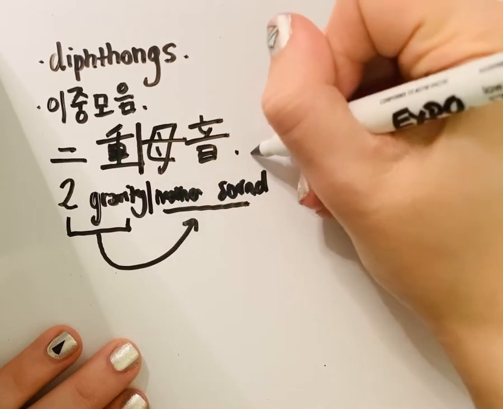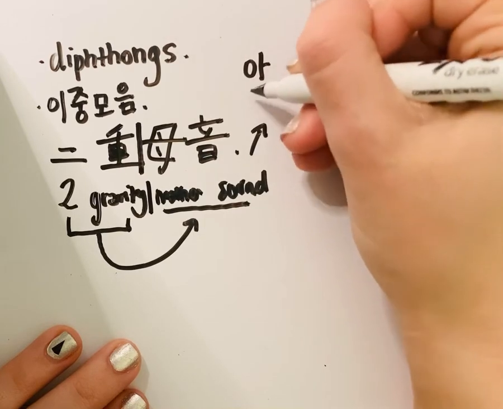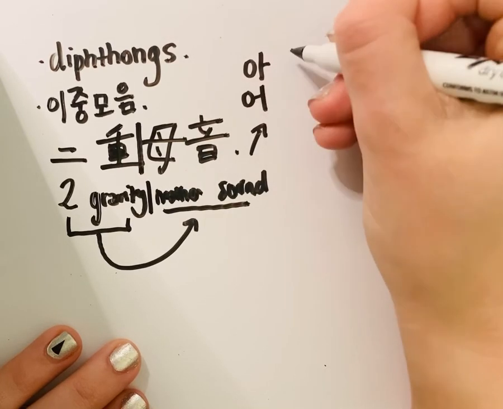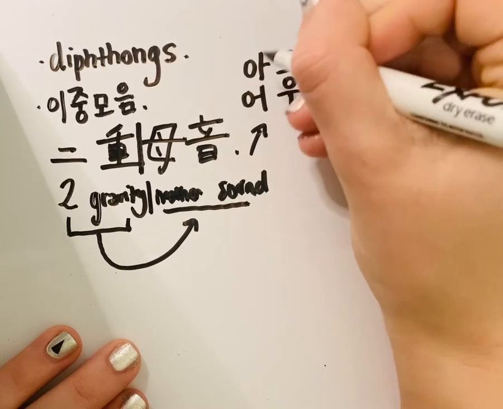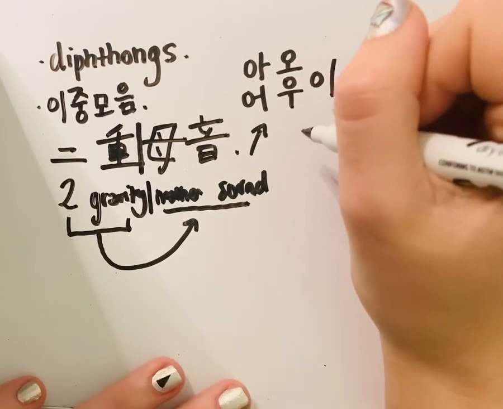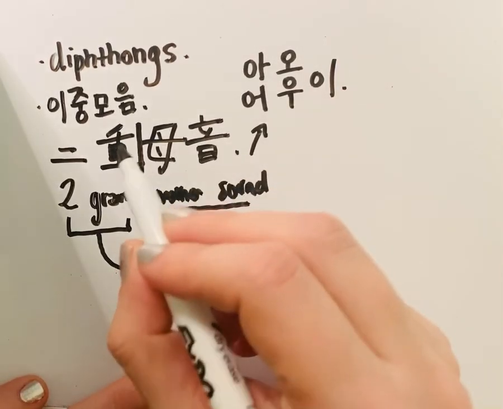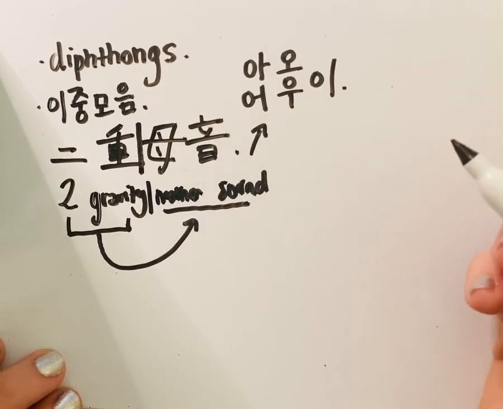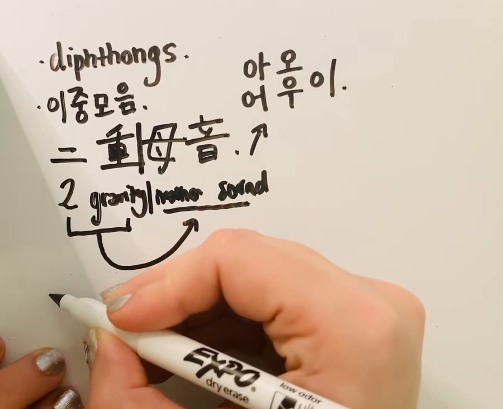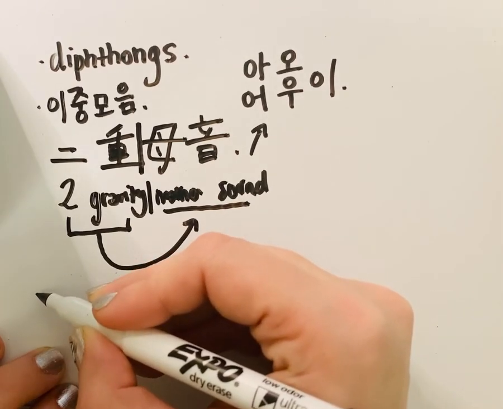And what are these mother sounds? Well, the ones I taught you about are a, o, u, and e. They're just basic units of sound in Korean. So we're taking these, we're combining them, and we're getting diphthongs, or 이중 모음. So what are the 이중 모음 in Korean? Well, we've seen them all before in my last video, but let's have a look at them again.